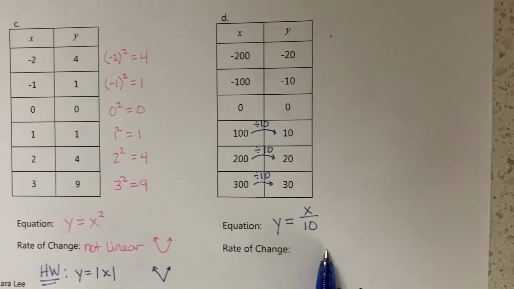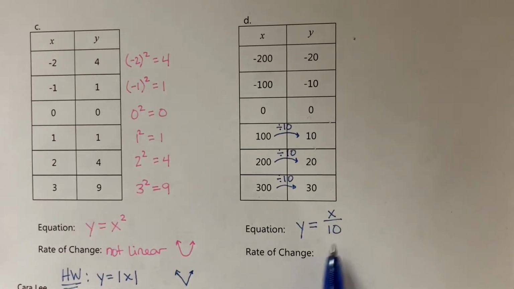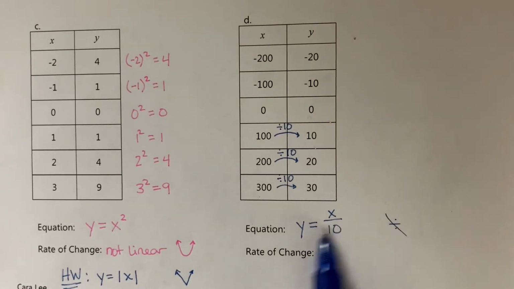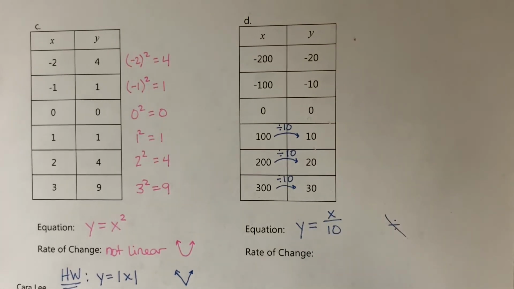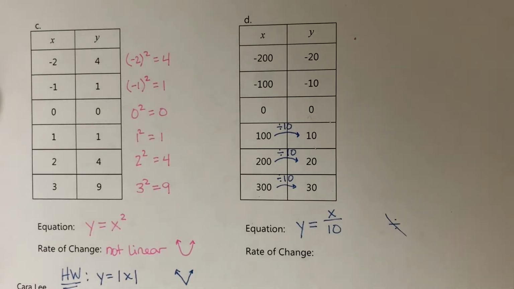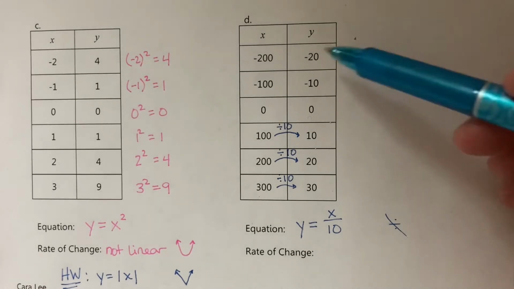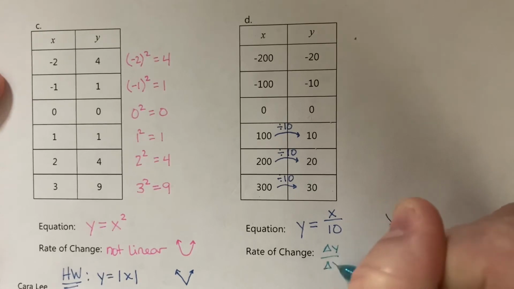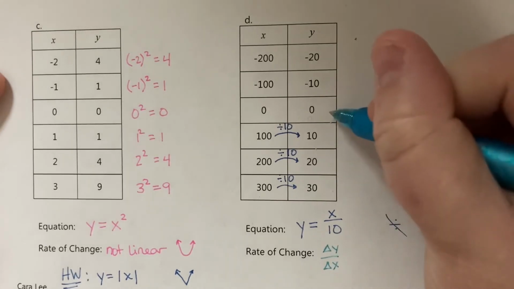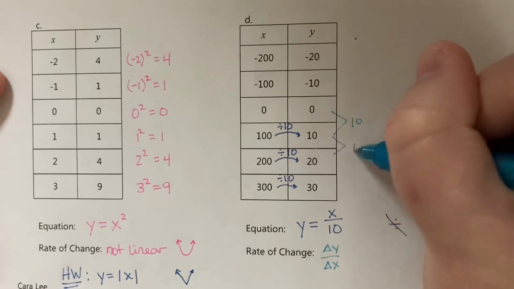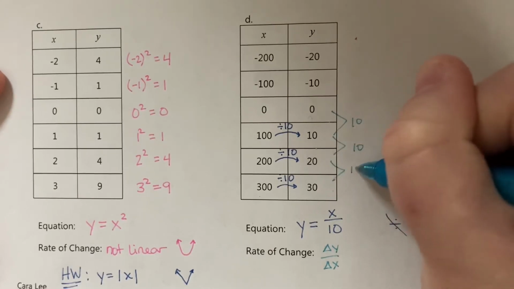When you write divided by in algebra, you should not be using this old school division symbol. Fraction bars every time. All right, so we got this, but for the rate of change, we need to look at how y is changing and then look at how x is changing. So the y's, I'm going to start with these positive ones. 0 to 10, it went up by 10. 10 to 20 went up by 10. 20 to 30 went up by 10.